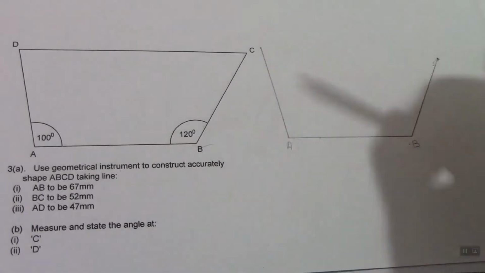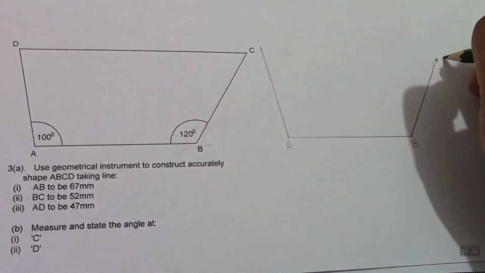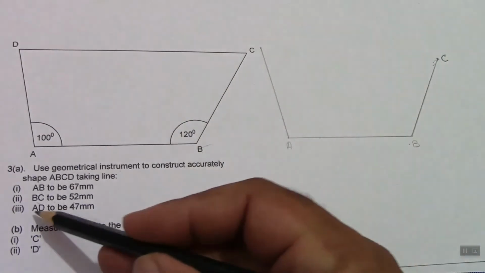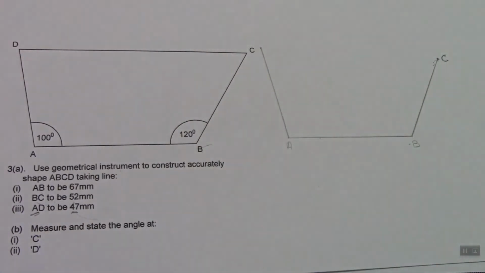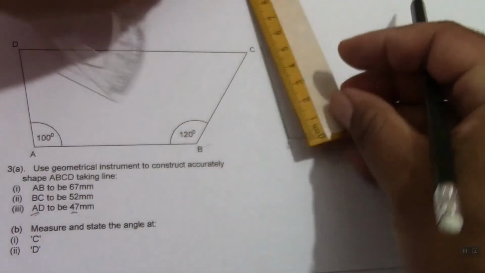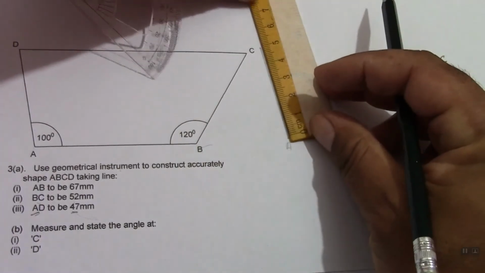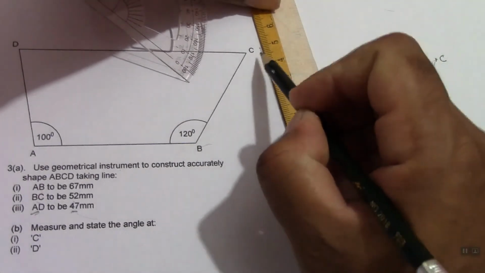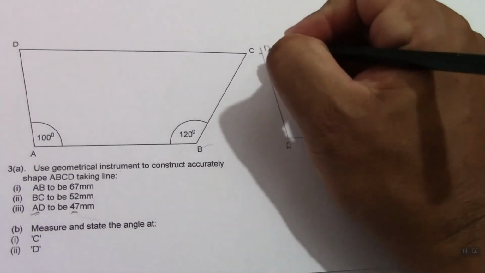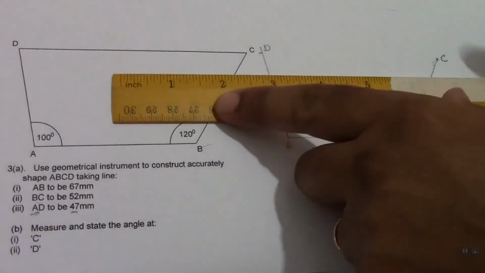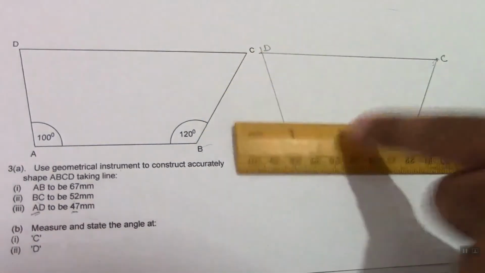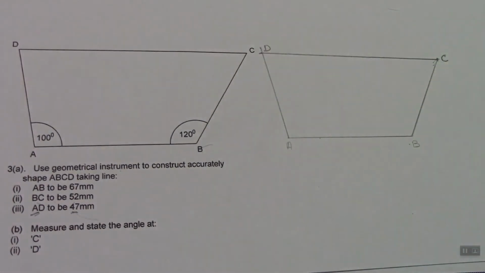Line AD, point D here, AD is 47 millimeters. So I measure 47 millimeters. So from 0 to 45, 6, 7. 47 is here. So this is point D. So from point D to point C, I can draw a line. So this is my shape drawn accurately.